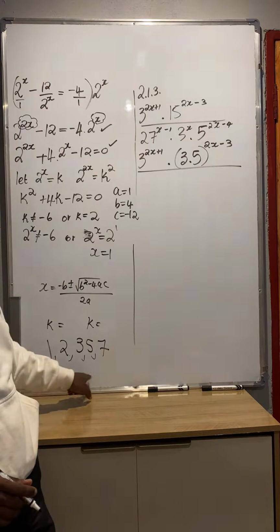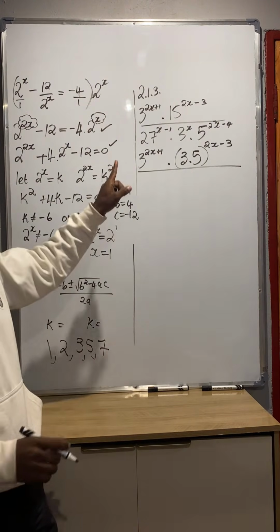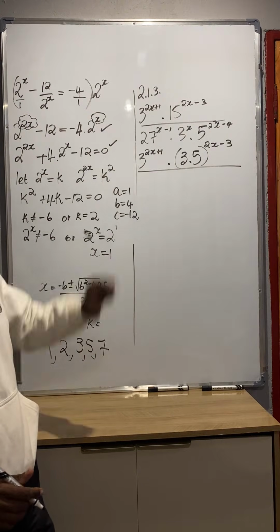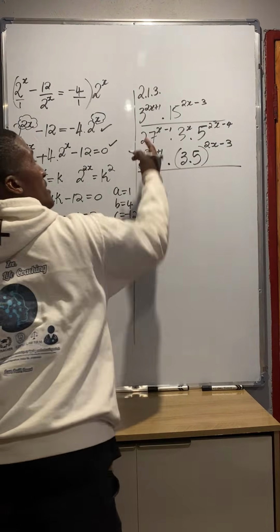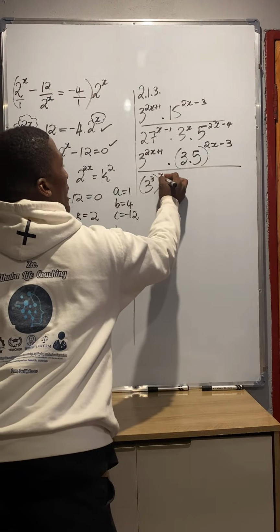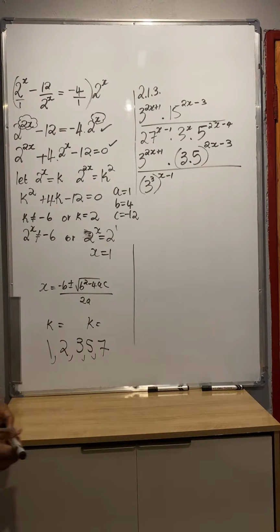27 is not part of these numbers either, therefore we have to fix 27. 27 will be 3 to the power of 3, so 3 to the power of 3x minus 1.